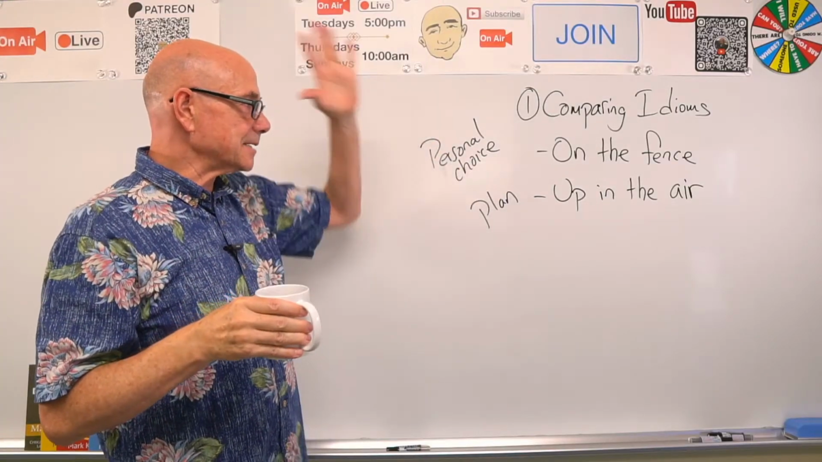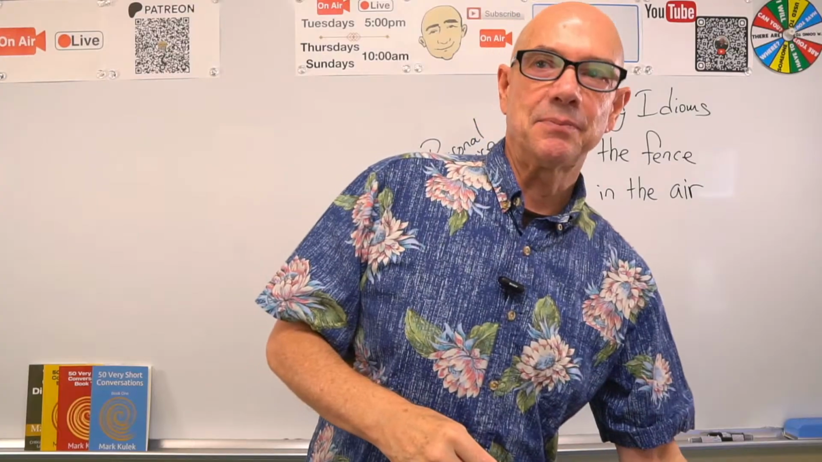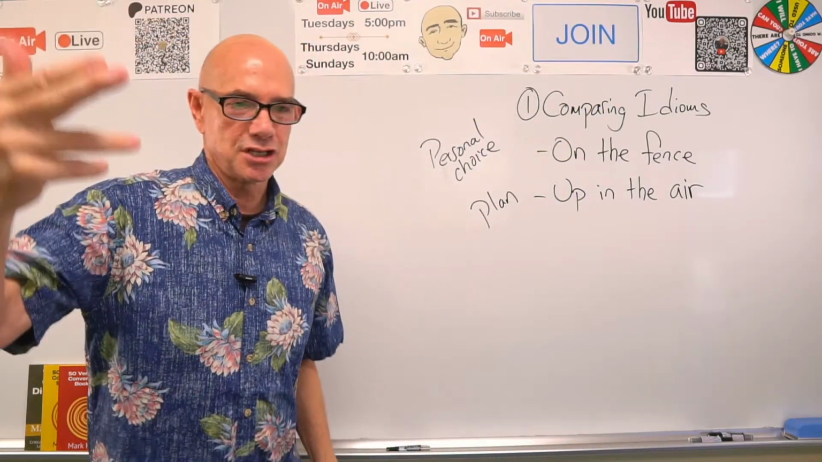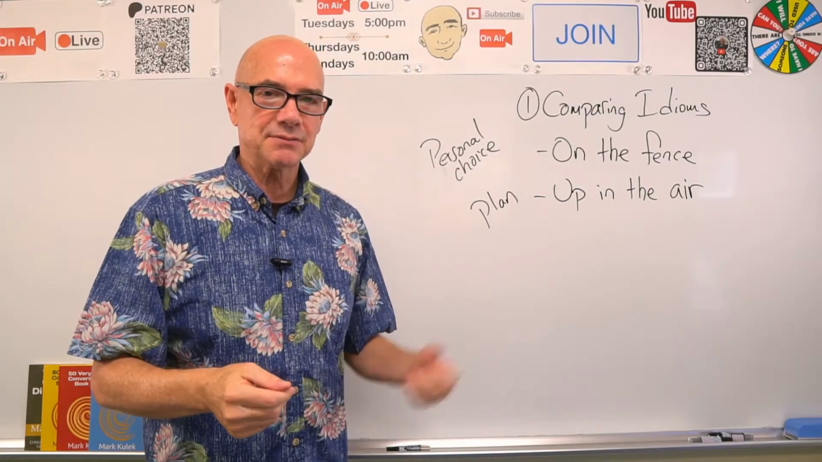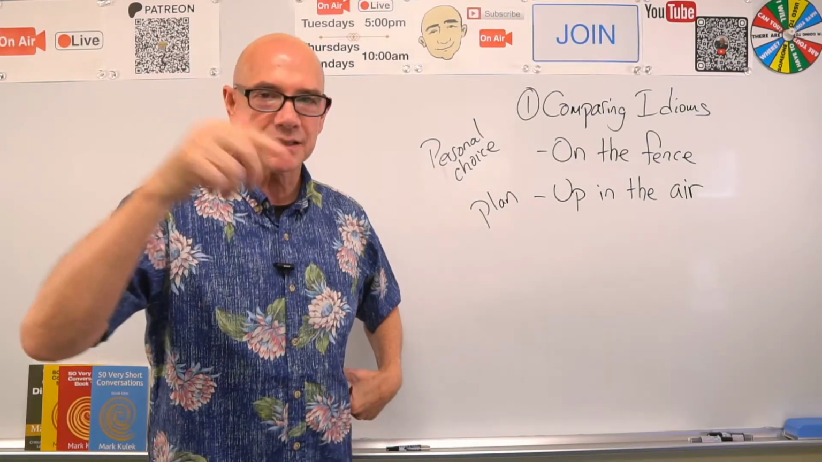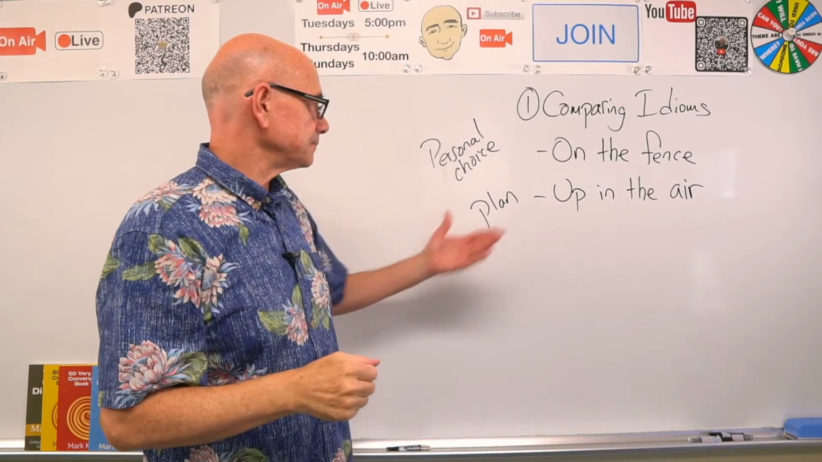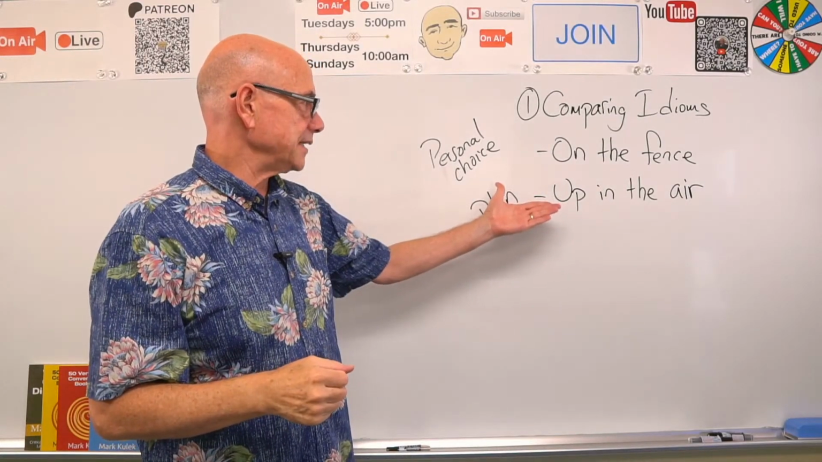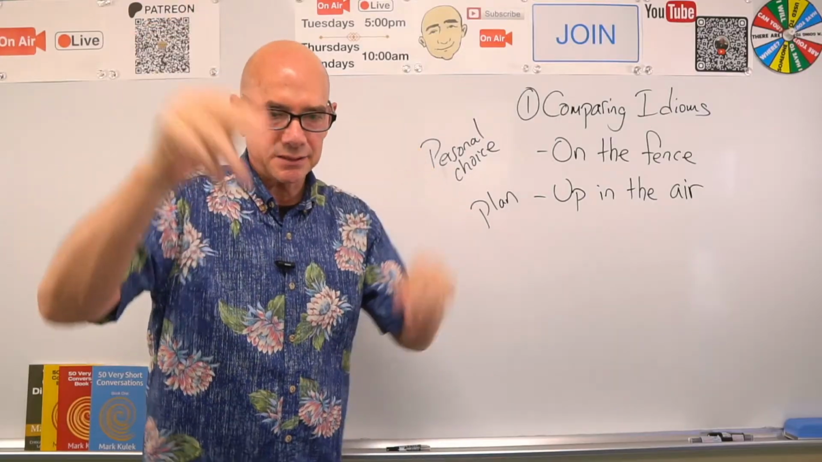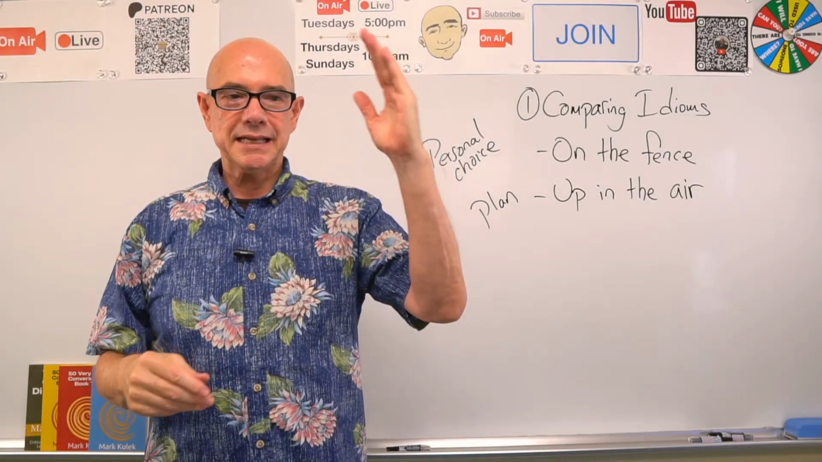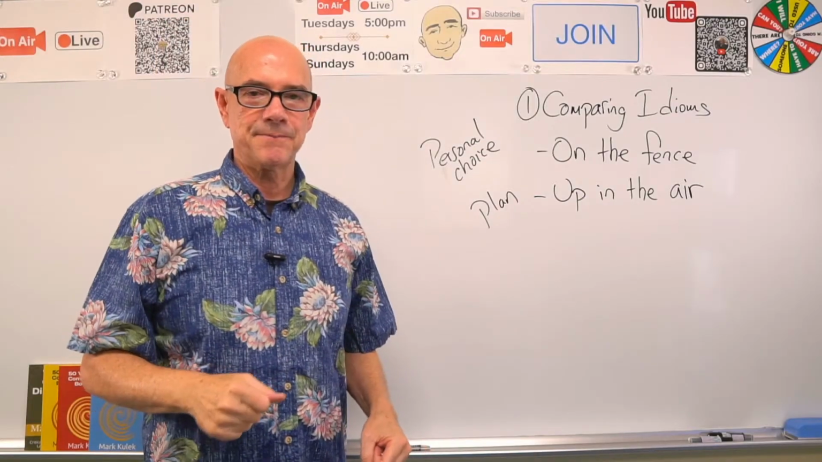up in the air, it's a plan, right? And so it's more of a future thing, right? So on the fence, it's happening now, perhaps, right? Like breakfast. Oh, I'm on the fence. Should I have eggs or bacon, right? Whereas up in the air, that's more of a larger picture, right? Maybe plans. Our work meeting is up in the air. Our family vacation is up in the air.